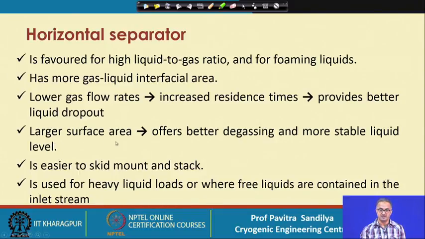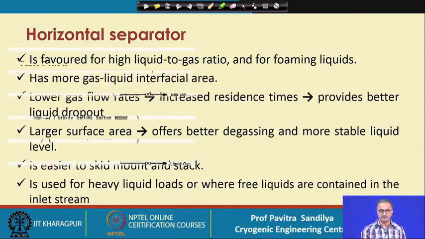Then they provide large surface area. It means it is better for degassing and for more stable liquid level. They are easier to skid mount and stack, and they are used for heavy liquid loads where liquid loads are contained in the inlet stream. So for those cases, and generally because they are horizontal, they are favored more for the onshore applications, unlike offshore applications for the vertical separator.